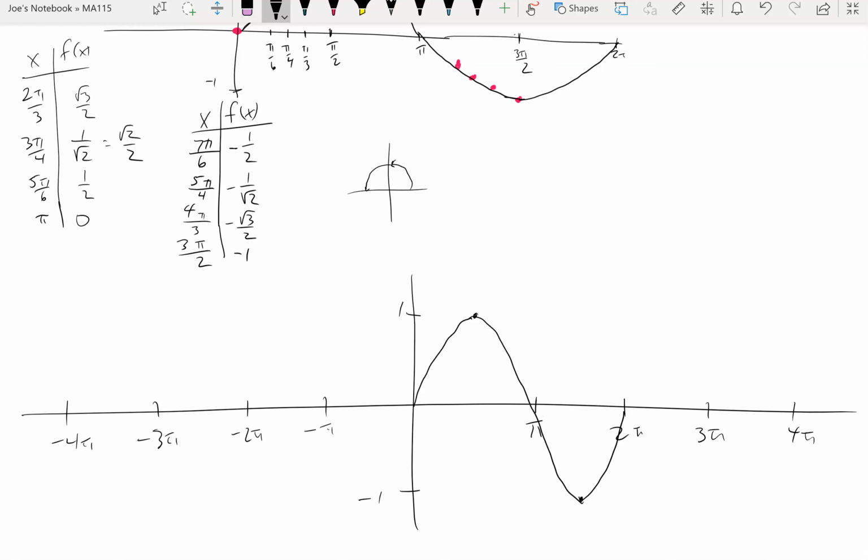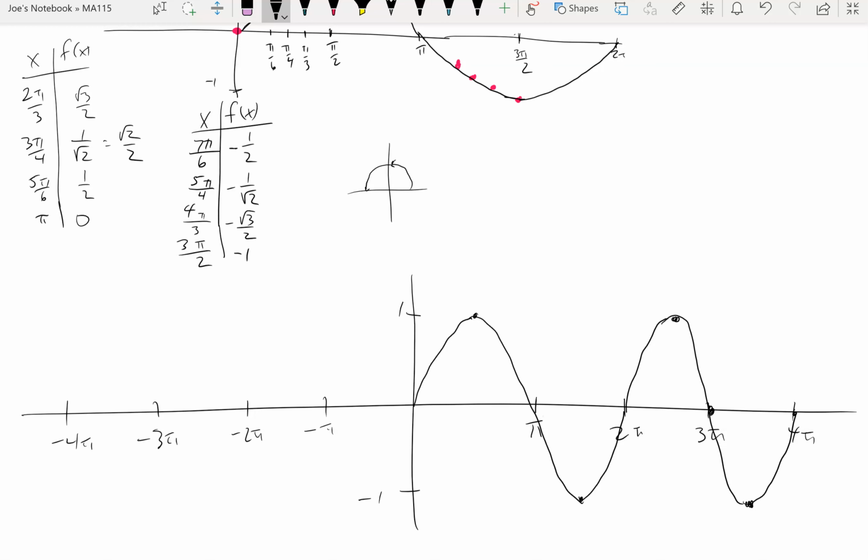And then you said it's going to repeat itself. So I should draw that exact same shape from 2 pi to 4 pi. So I'll be up here at 1, back down here at 0, back down here at negative 1, back up here at 0. So you get up, down, and back up again. And if you wanted to go from 4 pi to 6 pi, you would draw the same thing. 6 pi to 8 pi, draw the same thing.